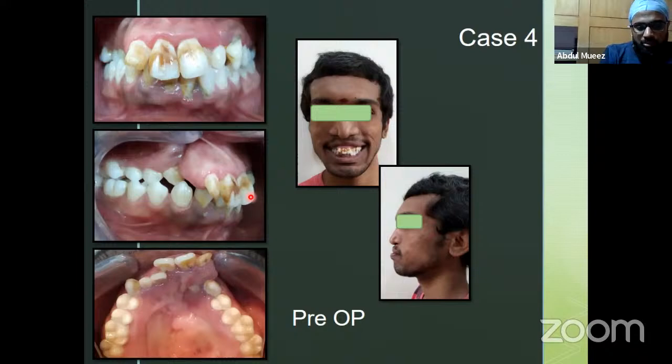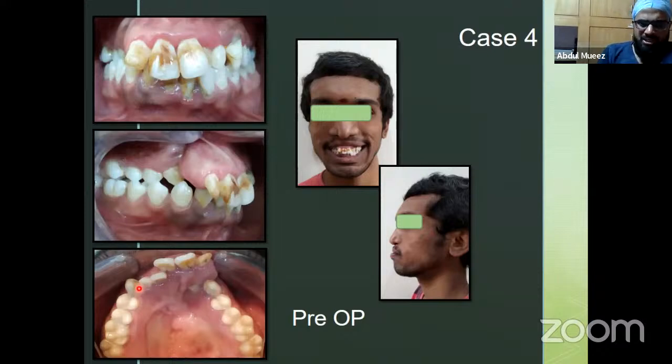If you look at the alignment, his arches were completely out of form. It's not at all in shape, and he had a crossbite, and a few teeth were in crossbite, and a few of his middle teeth were impacted. The deciduous teeth were impacted, and then he had a supplemental tooth as well.